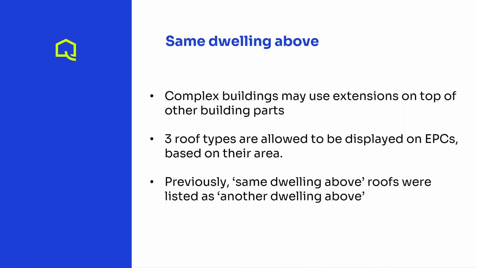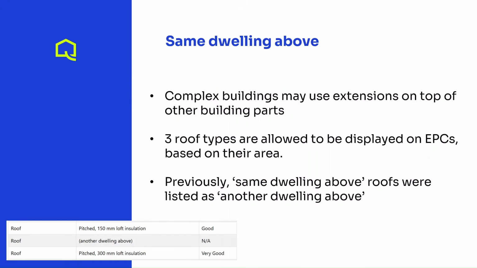Complicated dwellings will require energy assessors to break down the property into a number of different building parts, some of which might be above others, requiring assessors to use same dwelling above as the roof type. For the last decade, same dwelling above has been bundled under another dwelling above on the EPC description. This has caused some obvious confusion, but it seems more people have been aware of this since the RdSAP 10 introduction, so it was decided to bring in a new roof description for same dwelling above.